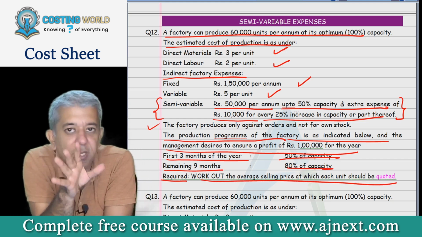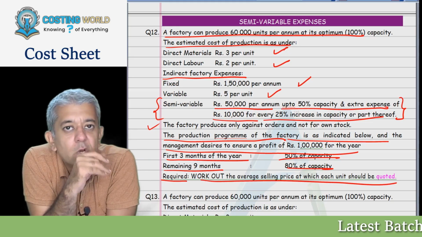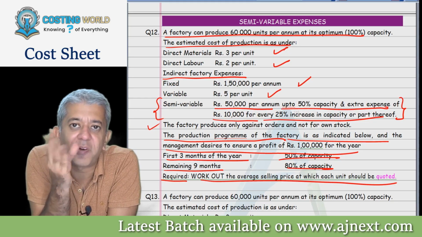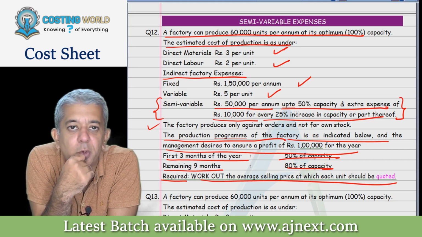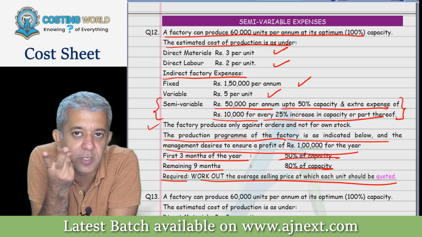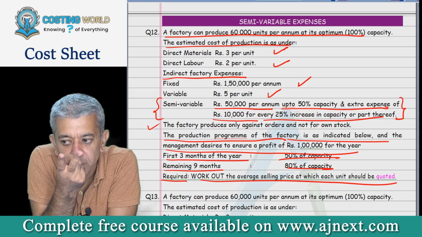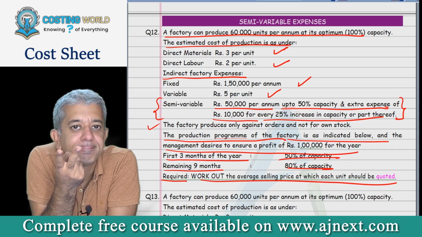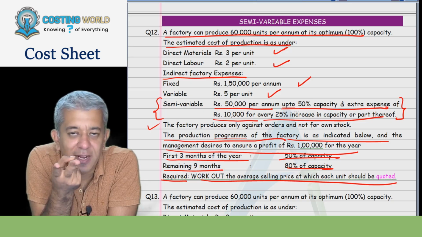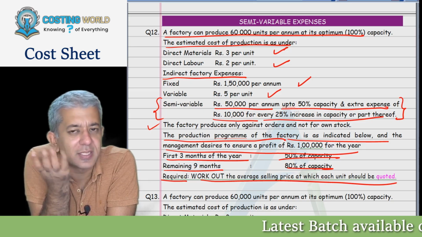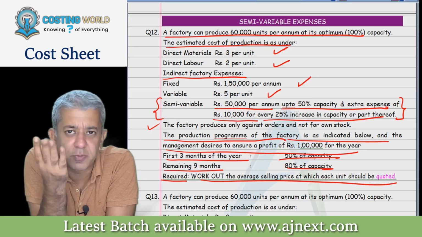Now see what I am saying. In this entire question, cost is there with you. In fact, there are 5 types of cost which are given to you in the question. One is direct material, direct labor, and the further 3: fixed factory overheads, variable factory overheads and semi-variable factory overheads. So therefore 5 types of expenses are there with you.